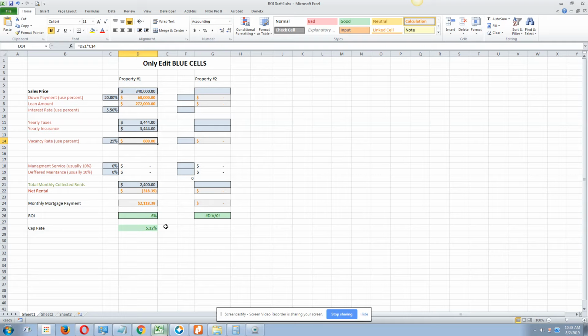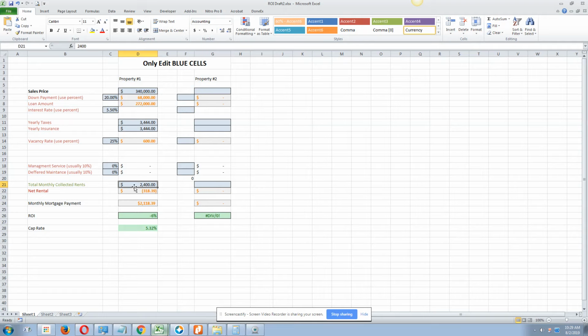Now, let me give you something referred to as a cap rate. A cap rate is how much rate of return you have overall. So basically, if you take in $2,400 a month, you multiply $2,400 a month times 12. Plus, you probably have what we refer to as the net rental, which is separate.